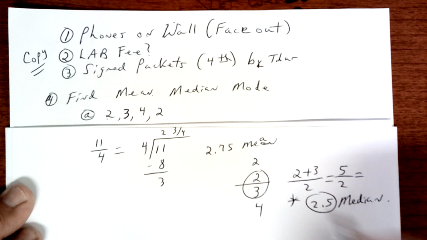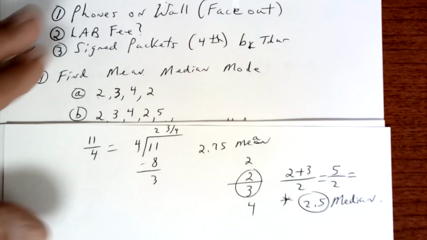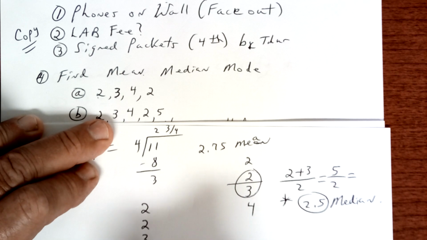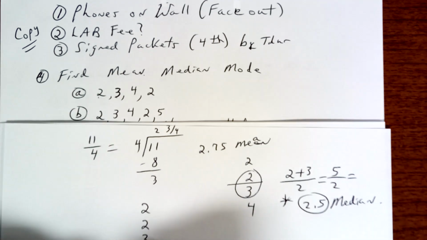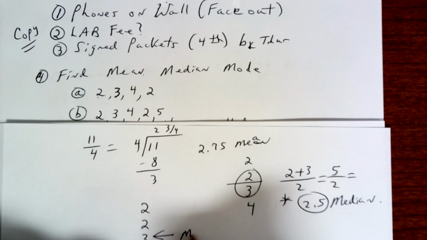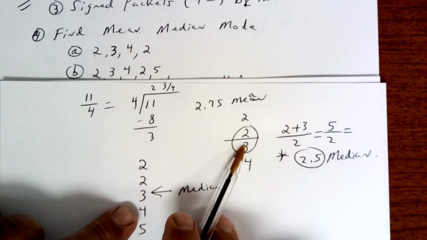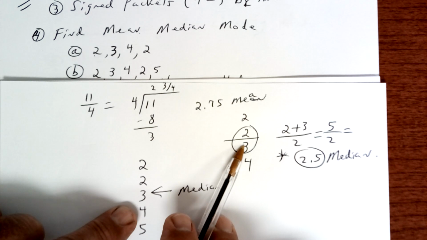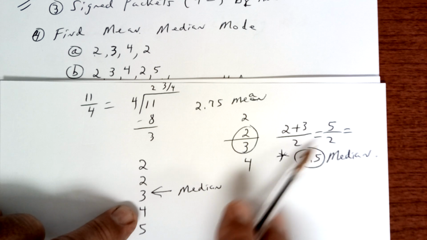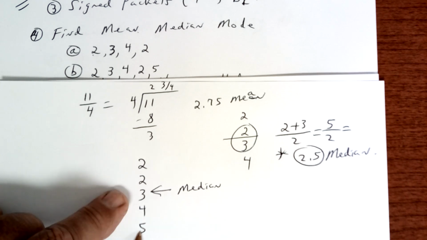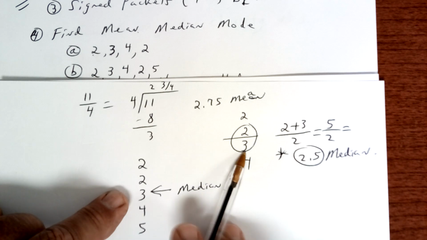Now, if you look at the next one on the median, you would line them up. But this time there is one in the middle, and that's the median. So if there's not one in the middle, like this one, you would have to add them up and divide by 2 to get the median. If it's an odd number of data, then there would be one in the middle automatically. Even, you got to add them up.